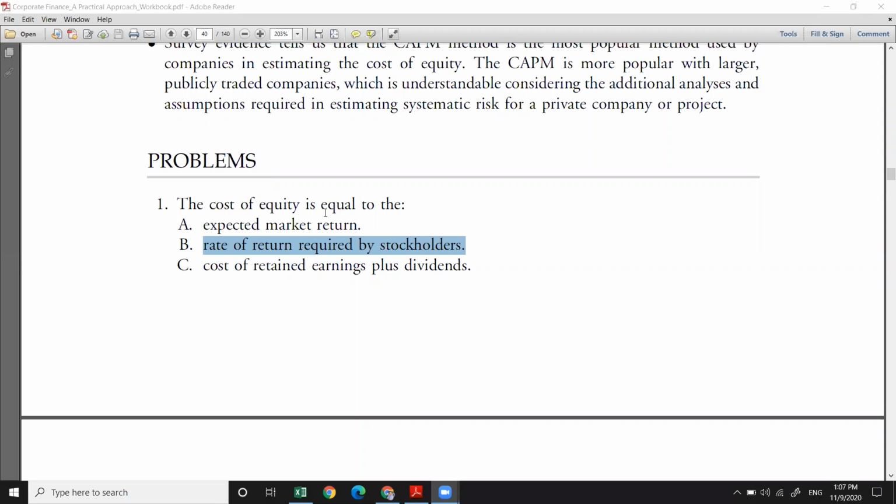Now, when it says just cost of equity, you should know that it's related to the stockholders, to the shareholders. It has nothing to do with the market return, and it's all about the return. If you remember from the slides that we did, the weighted average cost of capital consists of components like cost of debt, cost of preferred stock, and cost of equity. And the cost of equity here is the rate of return required by the stockholder. So the cost of equity is defined as the rate of return that is required by the shareholders.